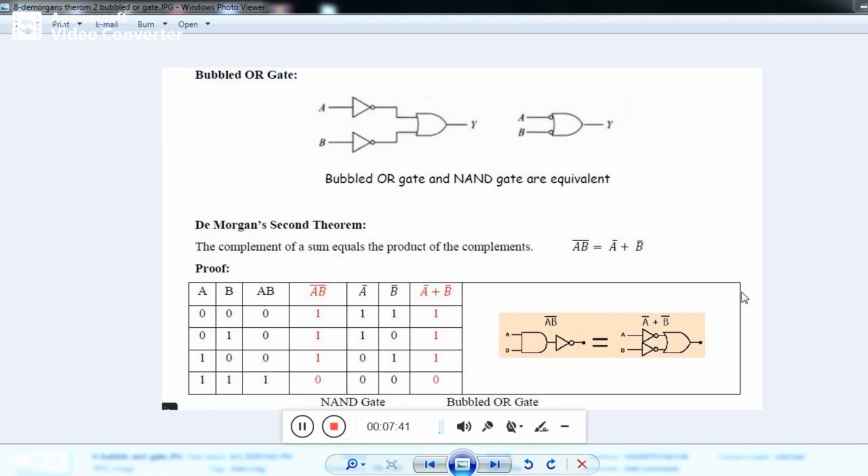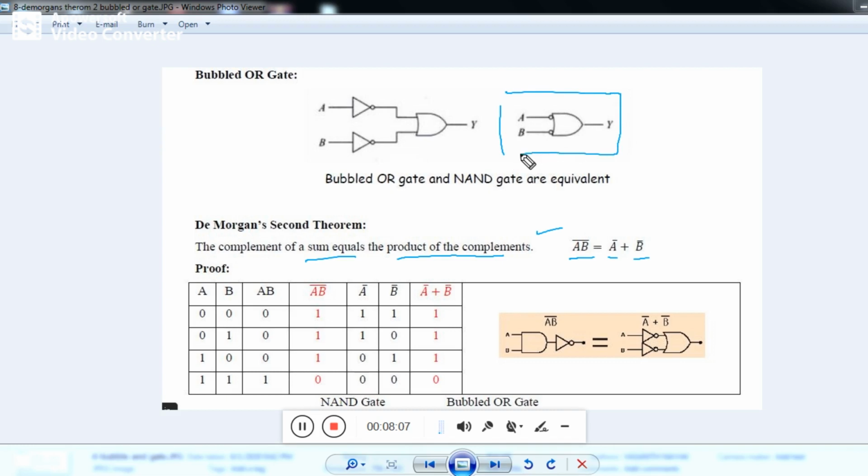We proceed to the second theorem, De Morgan's second theorem. What is De Morgan's second theorem? It says the complement of a sum is equal to the product of complements. This is called De Morgan's second theorem. That is nothing but the bubbled OR gate.